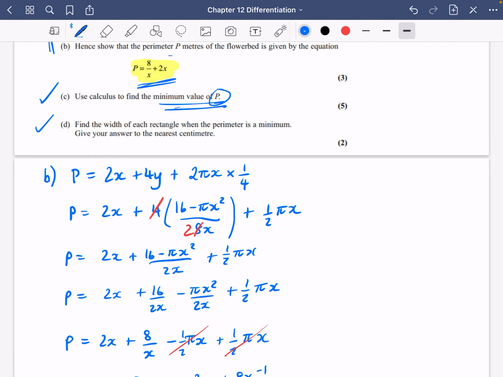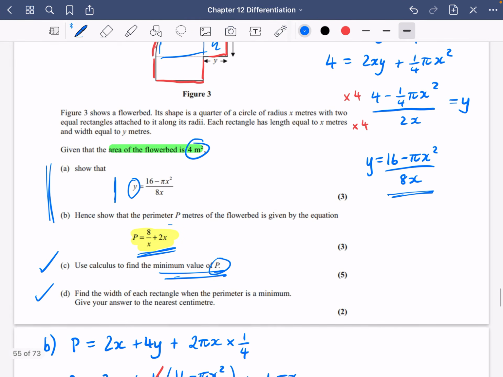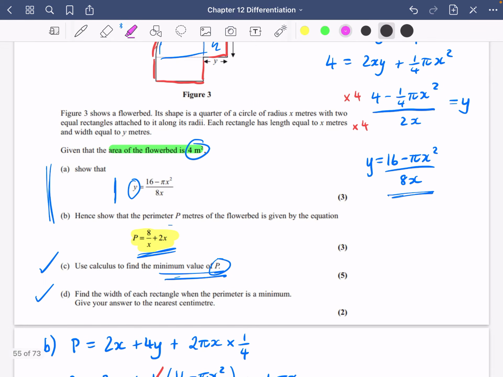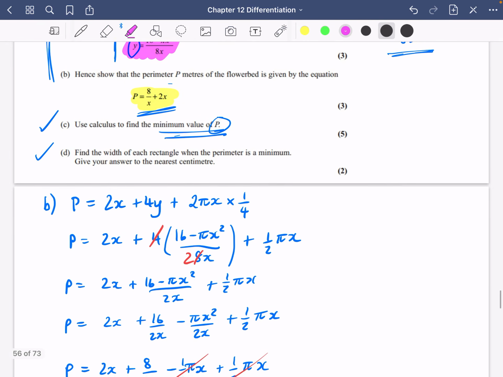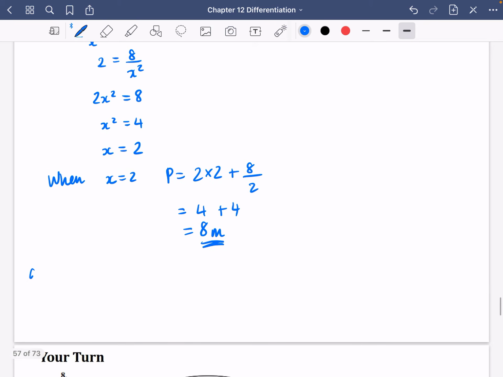Last thing it wants us to do is to find the width of each rectangle when the perimeter is a minimum. Give your answer to the nearest centimeter. So the width of it, well, let's see what it's talking about, because I don't know which letter that is. It says that it has a length equal to x and a width equal to y. So all we need to do is use this bit that we came up with before and find out what y is equal to, and just substitute in that value of x. So for part D of the question, when x equals 2, we want to find out what y is equal to.